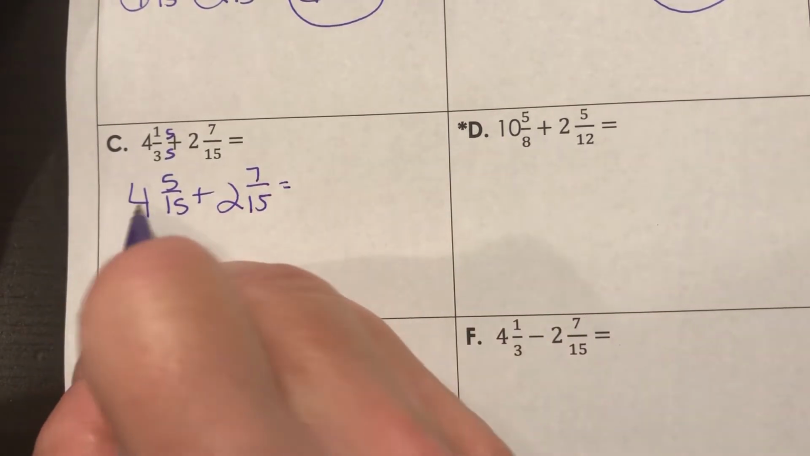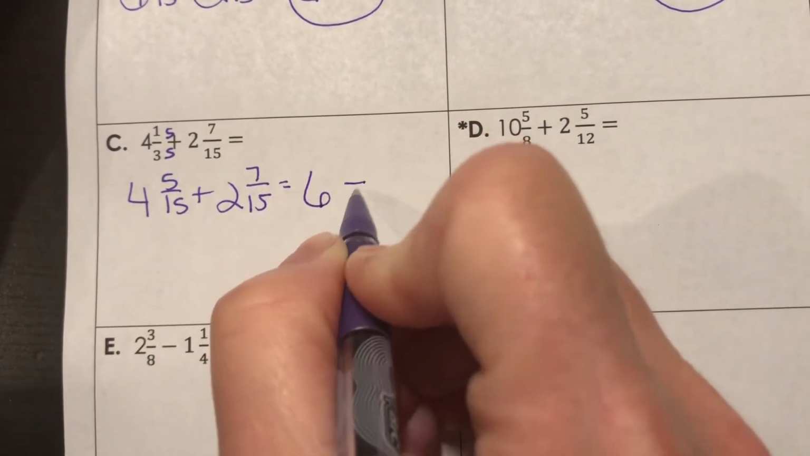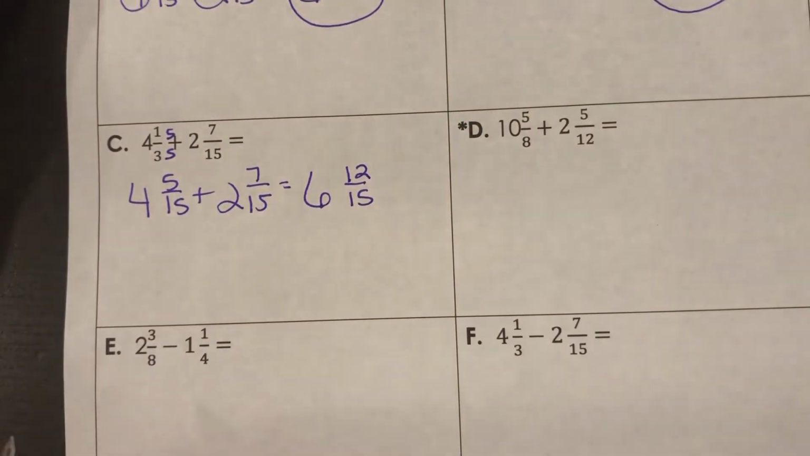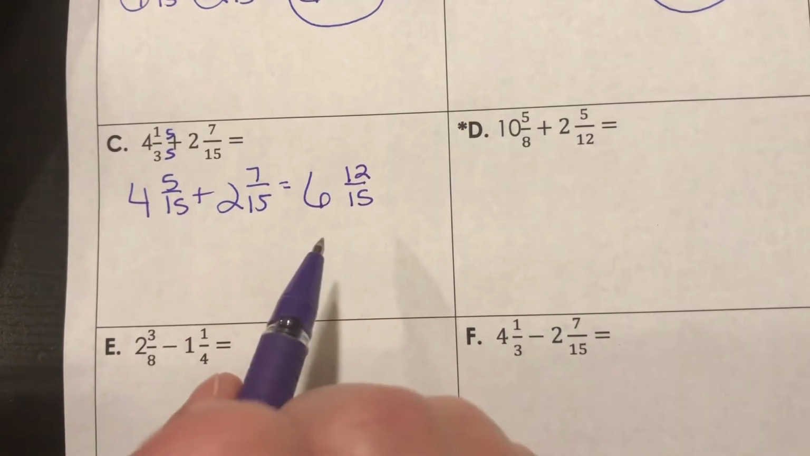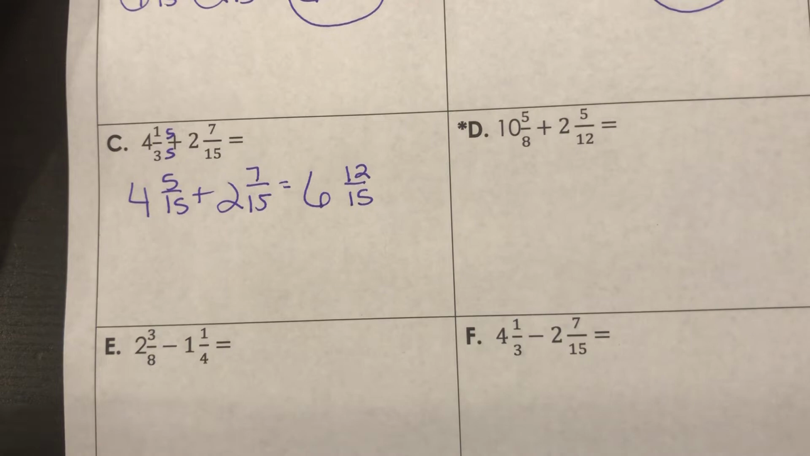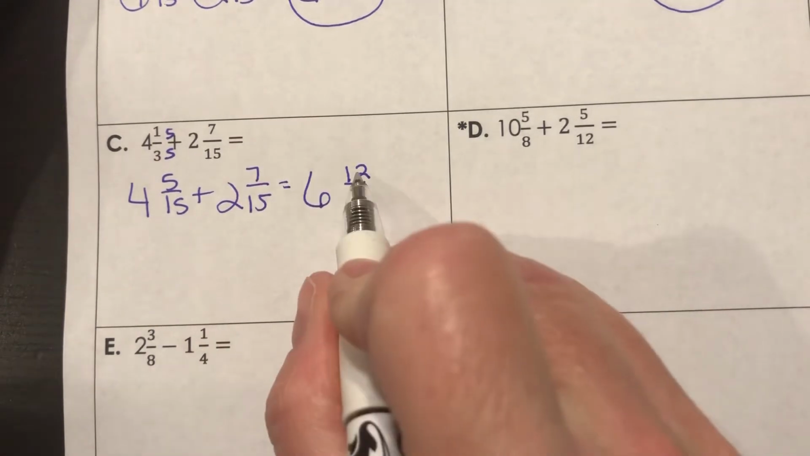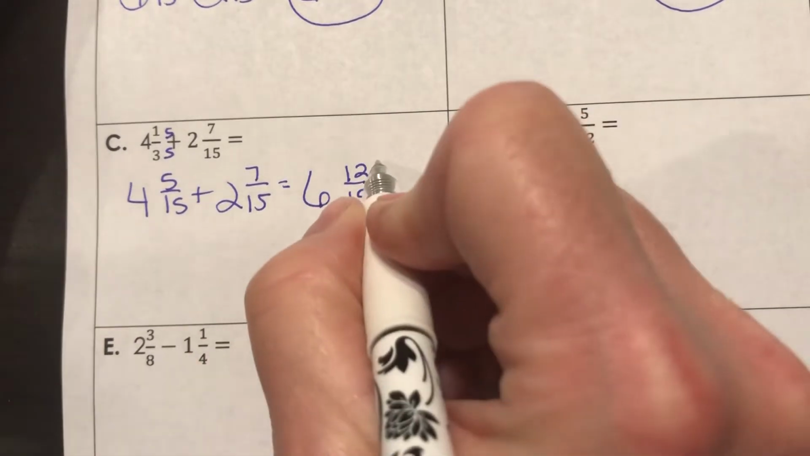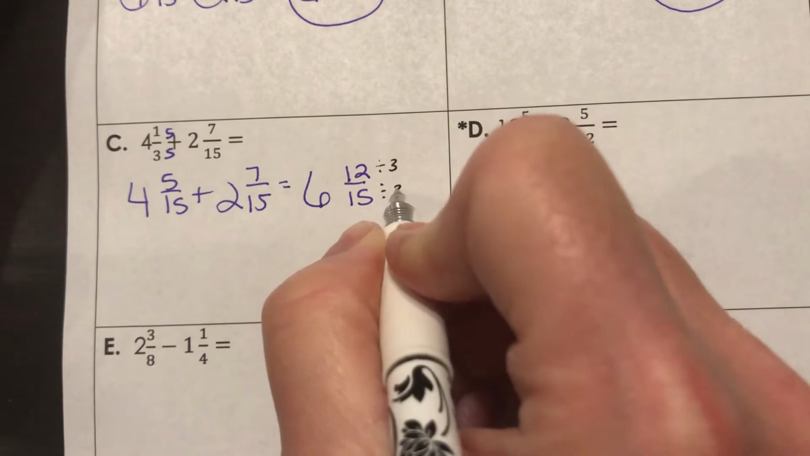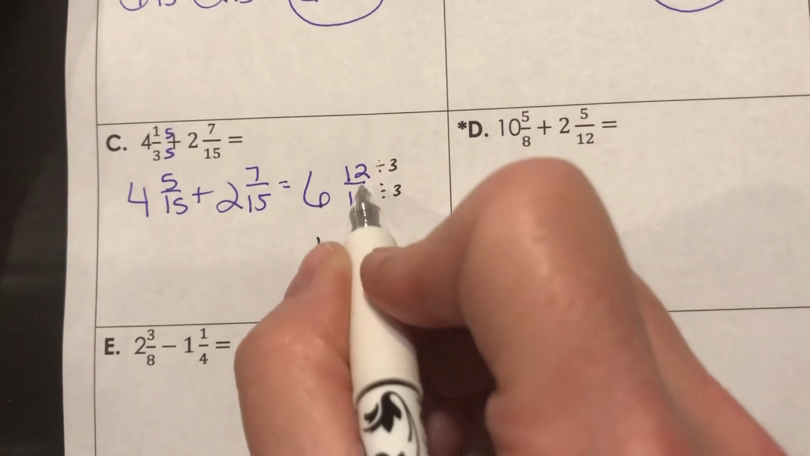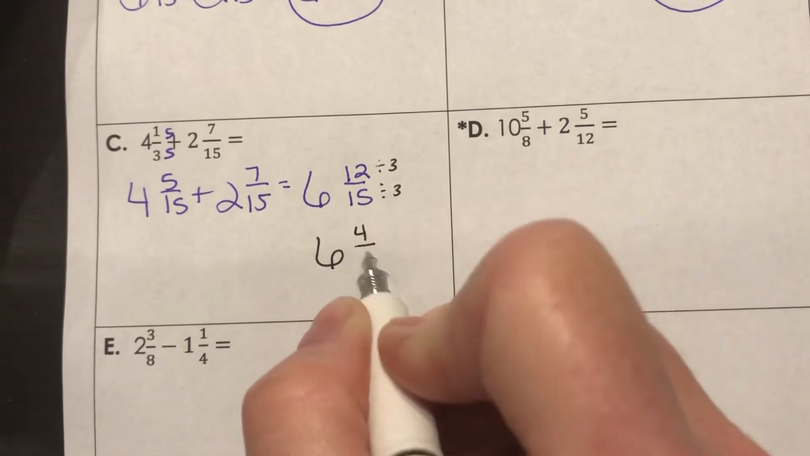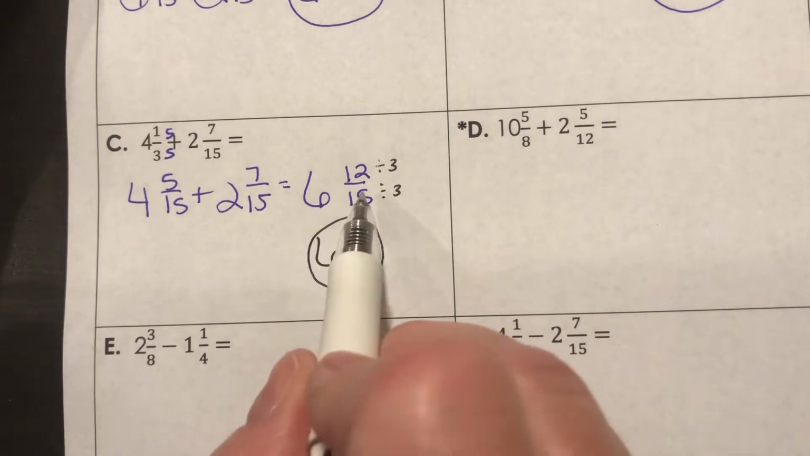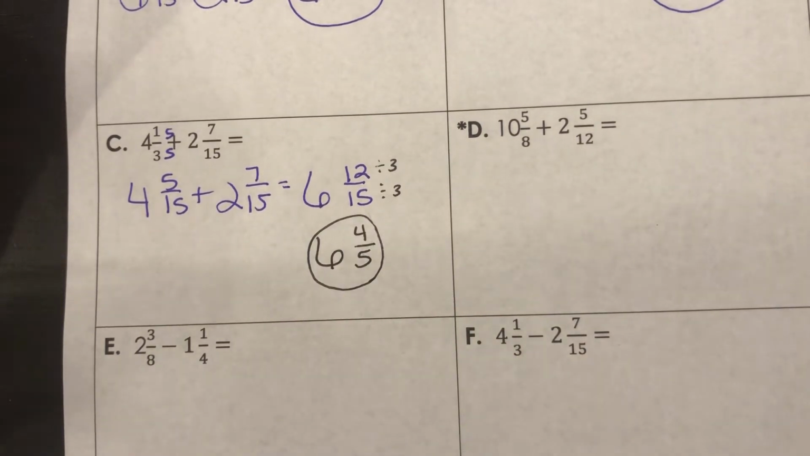And when we put those together, 4 plus 2 is 6. My denominator stays the same, and 5 plus 7 is 12. Now, 6 and 12/15 would be fine, and that's a fine answer to give right now. However, 3 does divide into both 12 and 15. So even though 6 and 12/15 is fine, you could give me simplest form and divide both of those by 3. 12 divided by 3 is 4, and 15 divided by 3 is 5, so 6 and 4/5 is the best way to say that. 6 and 12/15 will be fine for this part of our school year.